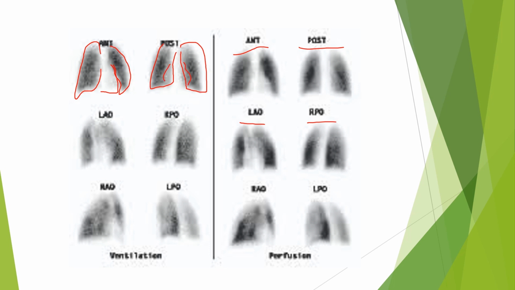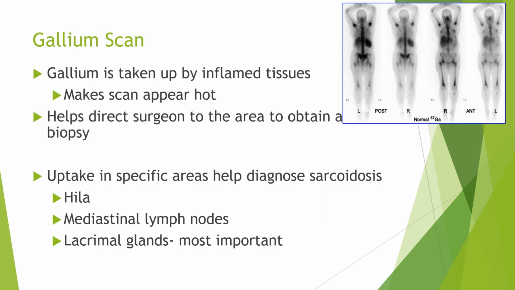Remember, the heart appears smaller on a PA film than an AP film. So that's what you're looking at here, and you want to see symmetry. Don't get the heart confused, but when you're looking at this, you want to see that blackness symmetry in there. So hopefully that was a good review for the VQ scans.